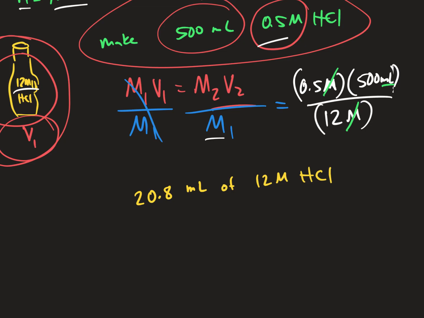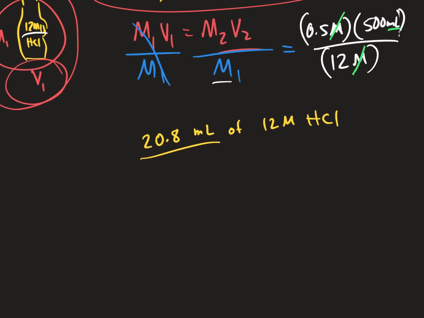Are we done making our 500 milliliters of 0.5 molar solution? No, what do we do now? Add what to it? Water. We're diluting it, right? So here's our highly concentrated stuff. Not very much of it, right? And then we're going to add water. How much water? Until we get to 500 milliliters.